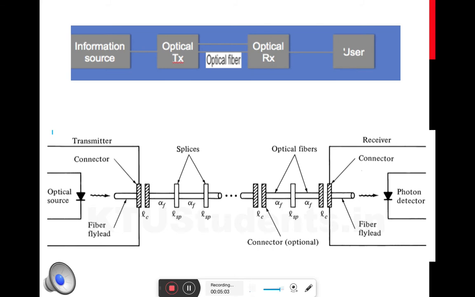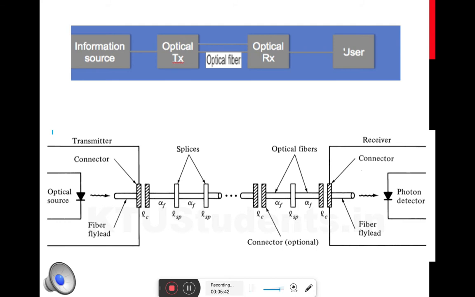The transmitter side and the receiver side are mirror images of each other. Whatever splicing you do on the transmitter side, exactly the same you do on the receiver side, and similarly for the connector process. At the receiver, you have a photodetector. The light from the optical fiber goes to the photodetector, again coupled through a fiber flight. The function of the photodetector is to convert the light into electrical energy. And this is how the actual connecting diagram of a point-to-point optical fiber communication link looks.